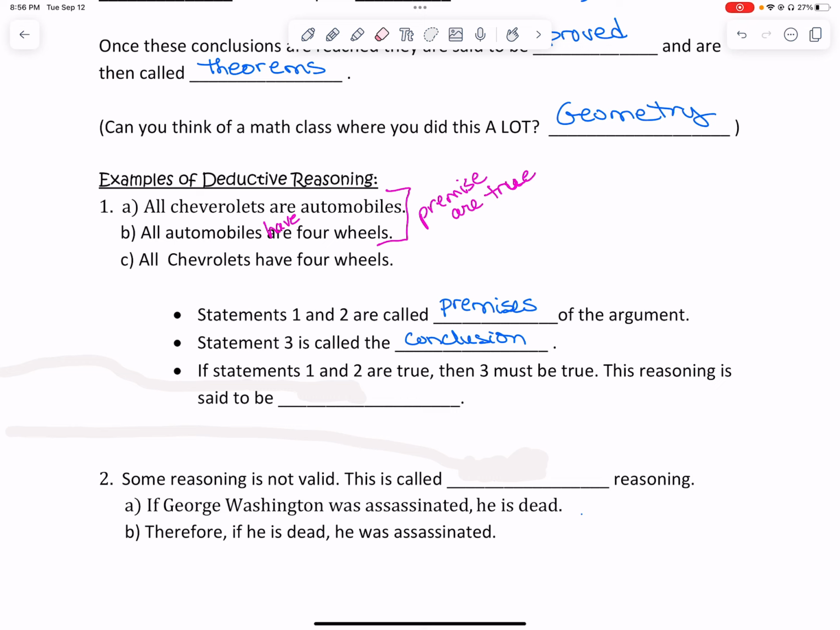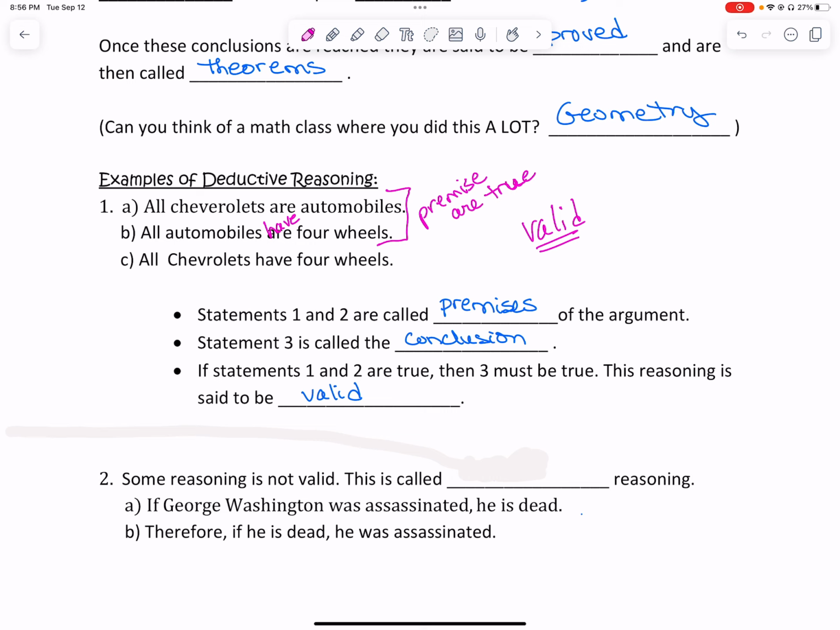All Chevys are automobiles. All automobiles have four wheels. Let's say that's true. Then all Chevys would have four wheels because they are automobiles. So if statements one and two are true, then three must be true. Then this is said to be valid. So this would be called a valid argument. It's valid deductive reasoning.